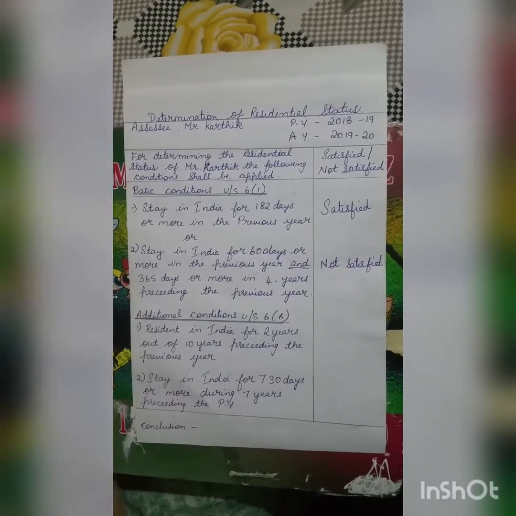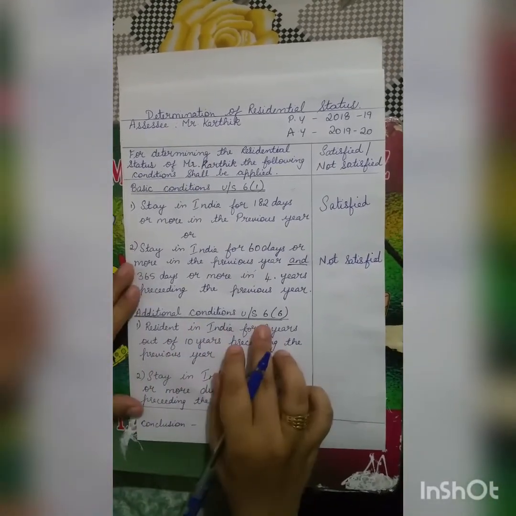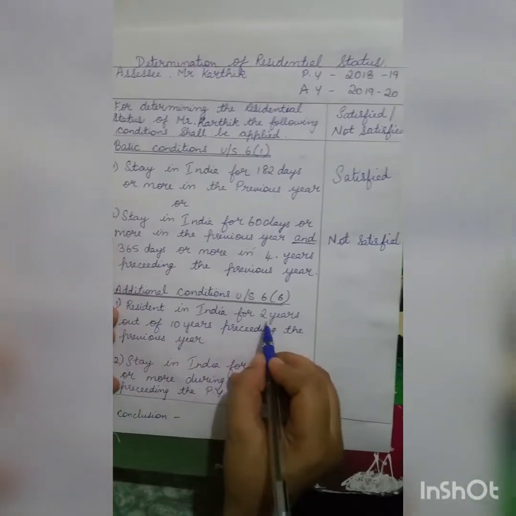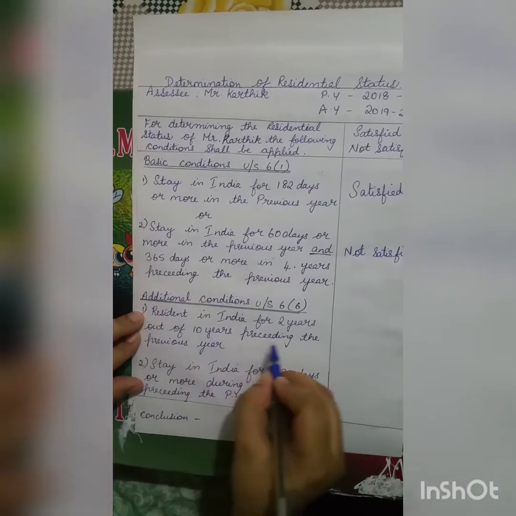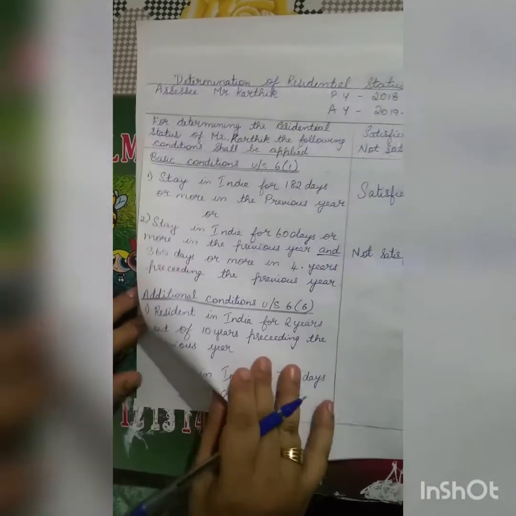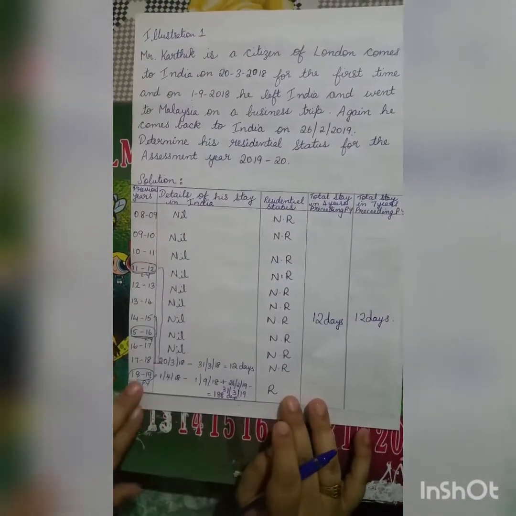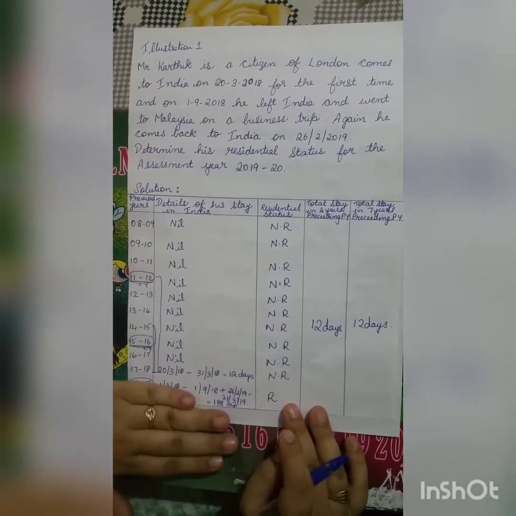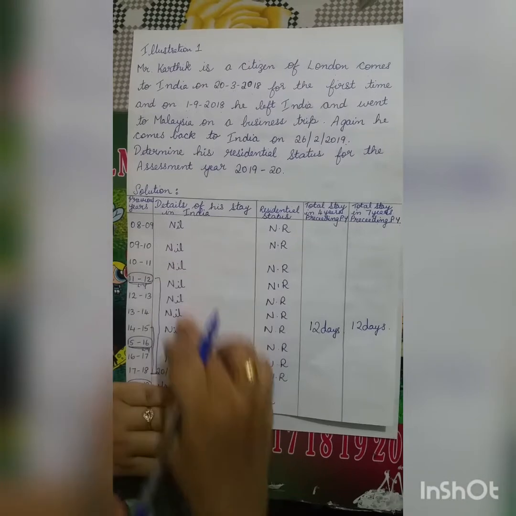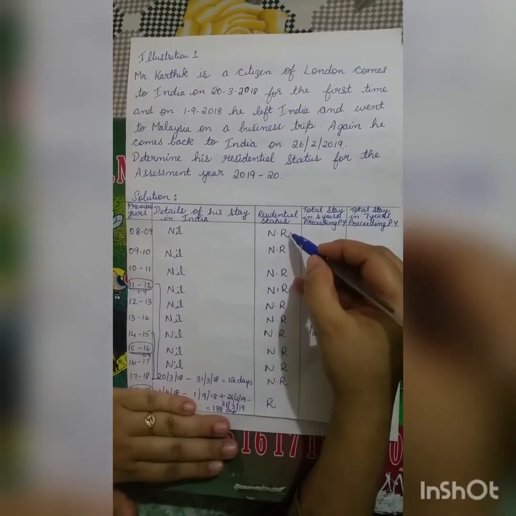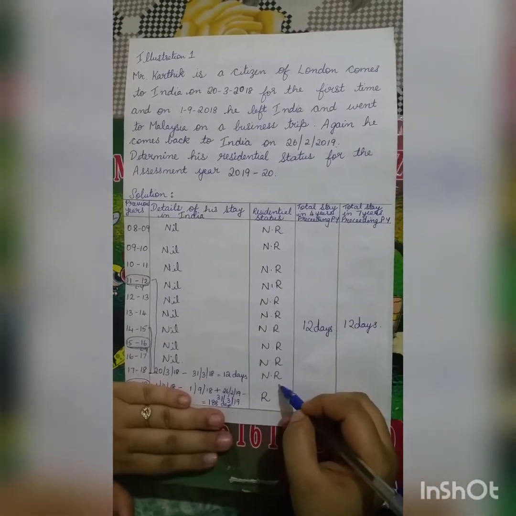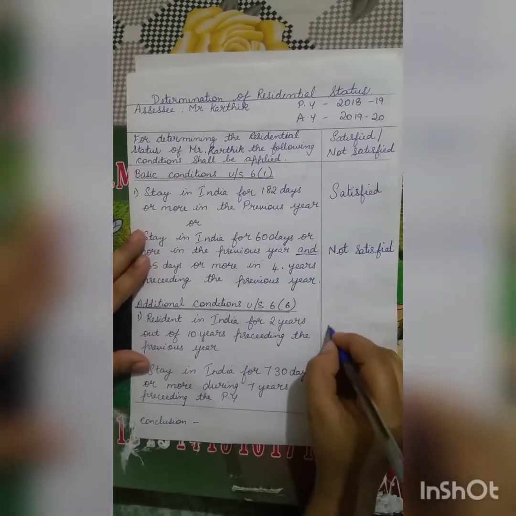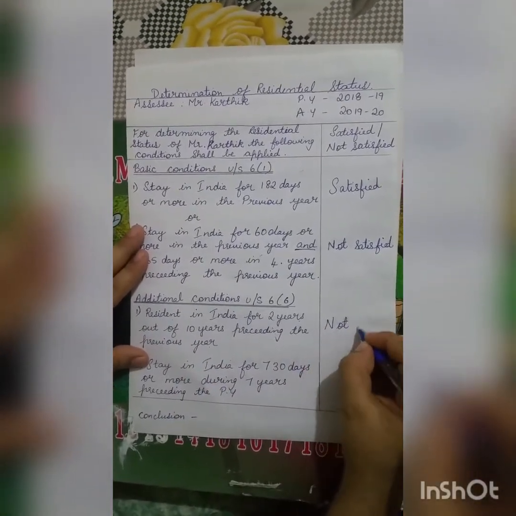Now, the next thing is additional conditions. For additional conditions, the condition is resident in India for 2 years out of 10 years preceding the previous year. So, this is our previous year 2018-19. Leaving this year, for 10 years above that, he should be a resident at least for 2 years. But if you see, for all the 10 years he is a non-resident. So the first additional condition is again not satisfied.